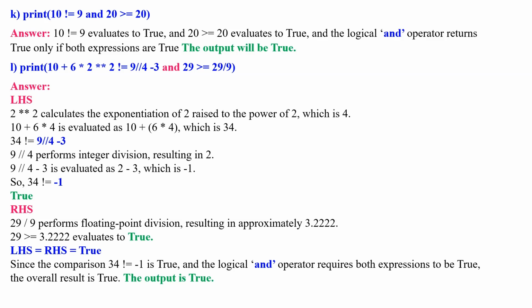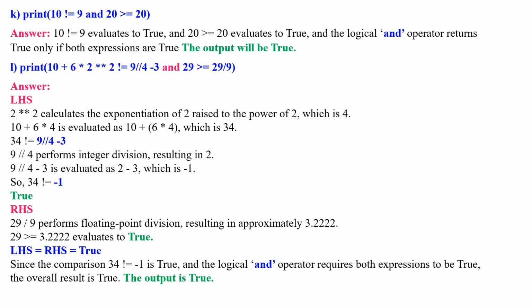Question L. Answer. First we can calculate the left-hand side, which is before the and operator. 2 to the power 2 calculates the exponentiation of 2 raised to the power of 2, which is 4. 10 + 6 * 4 is evaluated as 10 plus 24, which is 34. 34 is not equal to 9 integer division 4 minus 3. 9 integer division 4 performs integer division, resulting in 2. 9 integer division 4 minus 3 is evaluated as 2 minus 3, which is minus 1. So, 34 is not equal to minus 1.